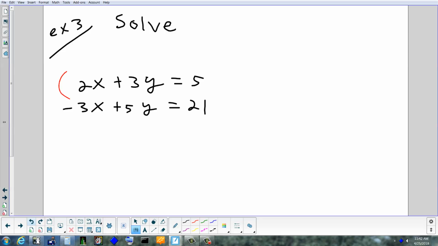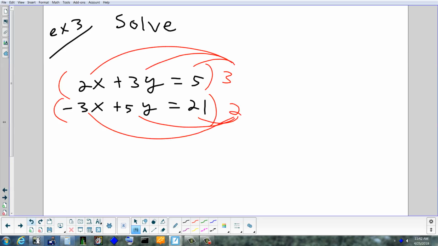3? Okay. So I'm just going to put a 3 on the outside. And what could I multiply the bottom one by? 2. Okay. Let's do that out and see what we have. So we're going to get 6x plus 9y equals 15. And Evan, can you tell me what I would get for the bottom one? Negative 6x plus 10y equals 63. I mean 40. 42.